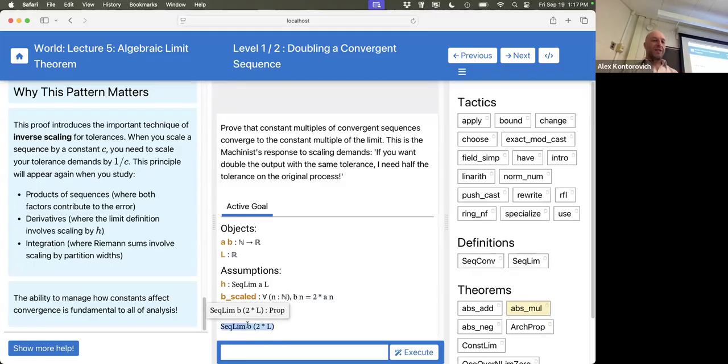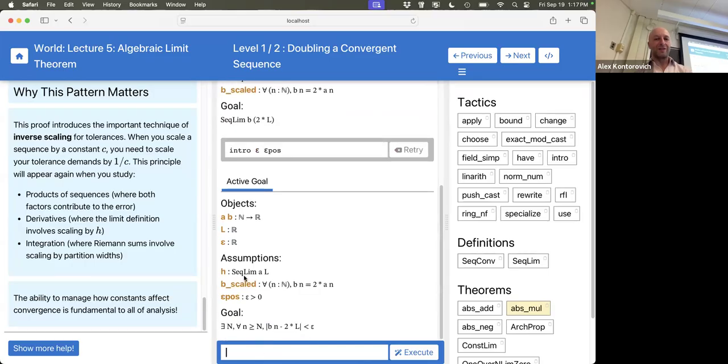What does seqlim mean? For all epsilon. We could write change, or we can just know in our mind that it starts with for all epsilon, epsilon positive, and just say, give me that epsilon. So that is intro. So intro epsilon, and the fact that epsilon, maybe I should call this epsilon positive, eps pos. Okay, so now we have an epsilon. We know that epsilon is positive. We need to prove that there exists an n so that b of n minus 2 times L is less than epsilon.